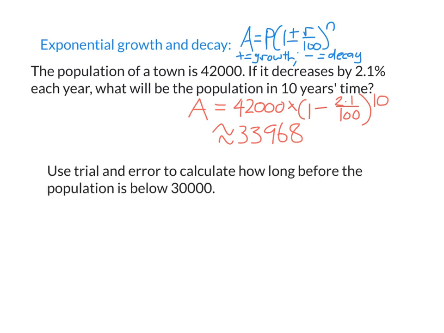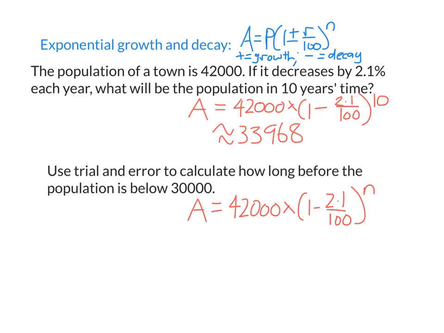Now we're going to use trial and error to calculate how long before the population is below 30,000. The population after n years is 42,000 times 1 minus 2.1 over 100 to the power of n. n here is the number of years. We need to find what value of n we can put here so that the amount will be below 30,000. We know after 10 years, the population's about 33,968. So n will have to be a bit more than 10 in order for the population to go below 30,000.